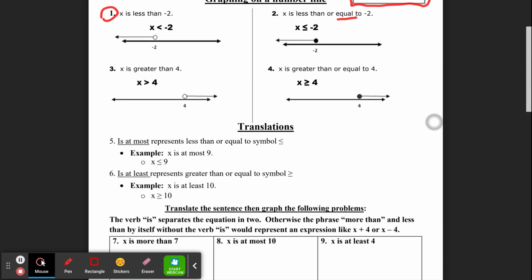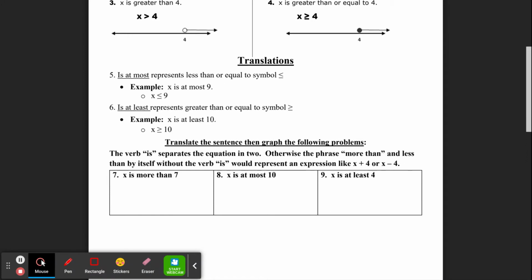Up here on number 5, translation. "Is at most" represents the less than or equal to symbol. So when x is at most 9, that represents x is less than or equal to 9. On number 6, when you have the phrase "is at least," that represents the greater than or equal to symbol. So an example, x is at least 10, so that would represent x is greater than or equal to 10.